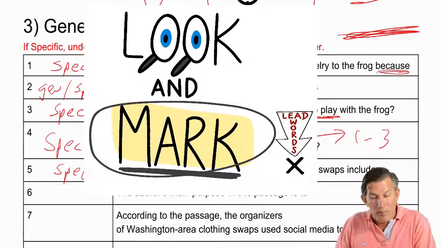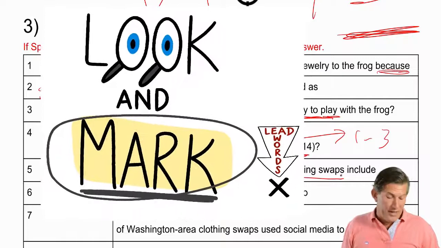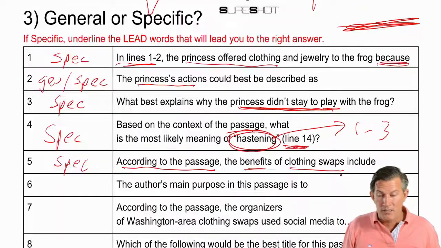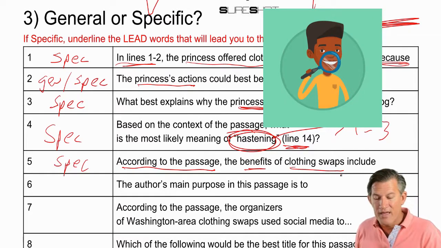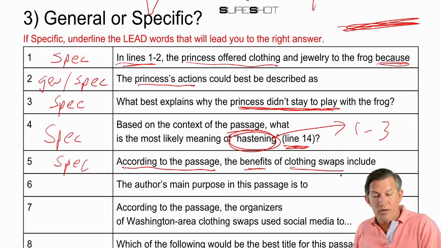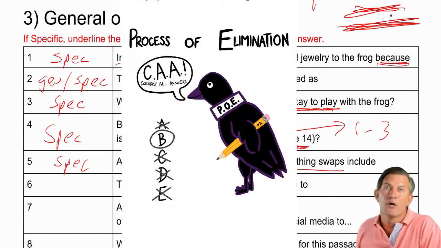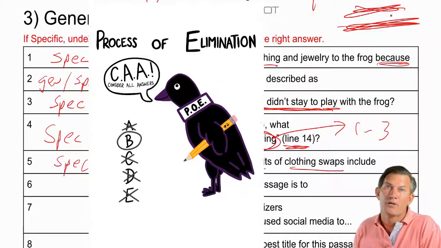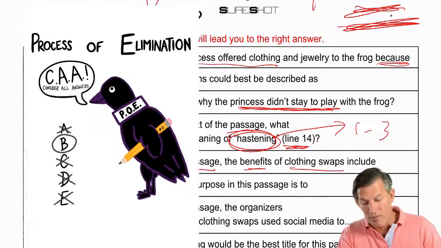And what are you going to do? The benefits of clothing swaps. I don't think that that's the same passage as the princess and the frog, but find the benefits. They must have been listed somewhere. And then when you find it, you're going to mark it, you're going to underline it in the passage, and then you're going to answer the one and do your process elimination and choose the one that's closest to the benefits that you've already found in the passage.